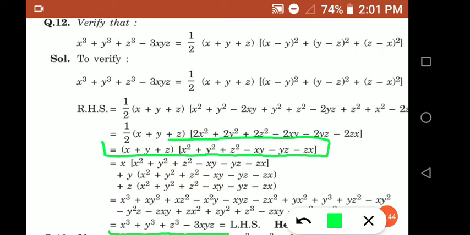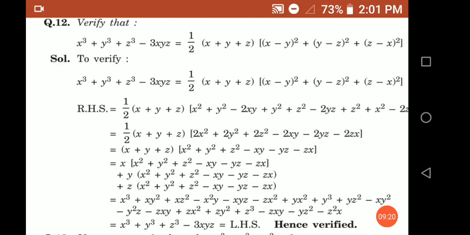Just now in the previous question we used this formula: x cube plus y cube plus z cube minus 3xyz is equal to (x plus y plus z) multiplied by (x square plus y square plus z square minus xy minus yz minus zx). So I hope now it is clear. Okay, you can do this 12th question also, as I explained to you a little bit.